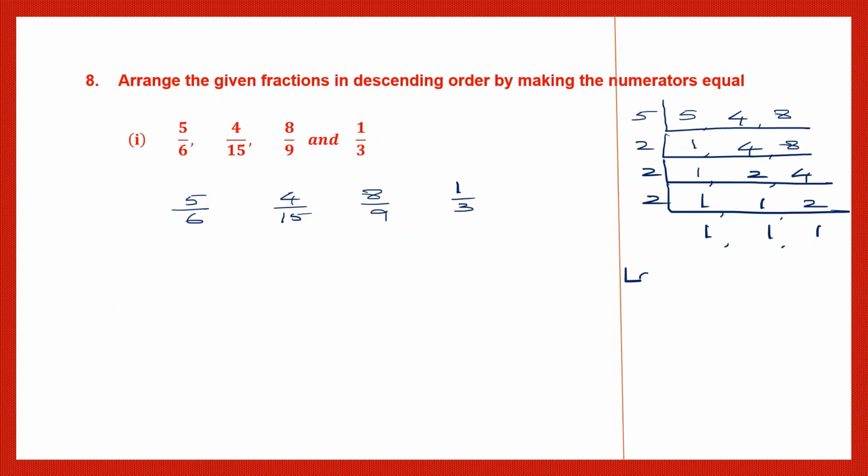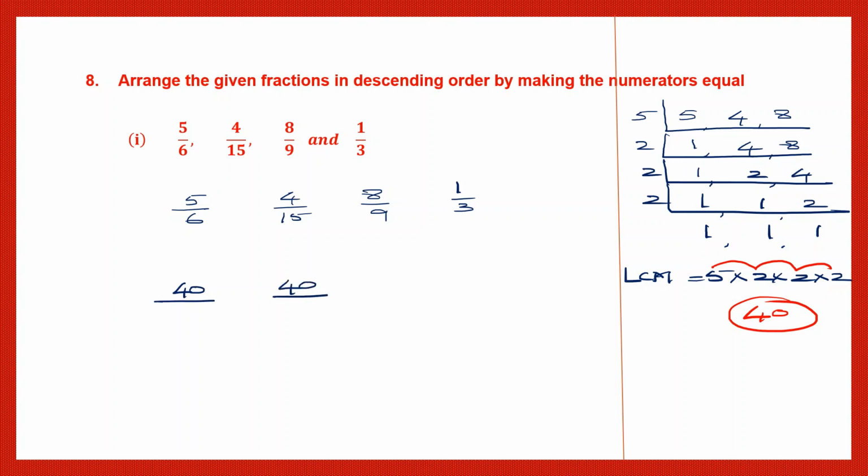So what is my LCM? My LCM is 5 into 2 into 2 into 2. So let's multiply that. 5 2s are 10, 10 2s are 20, 20 2s are 40. So the LCM is 40 and this is going to be a common numerator this time. So all our numerators will now become 40. So here we have 40. Again in the third one also we have 40. The last one is also 40. So these are our numerators.